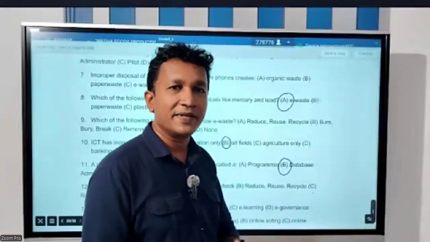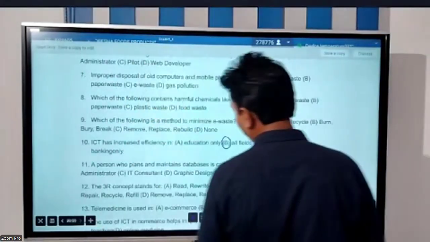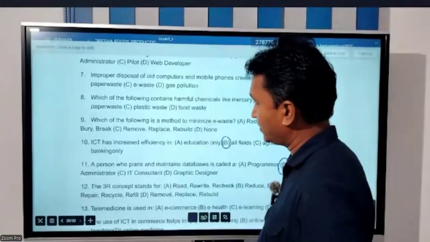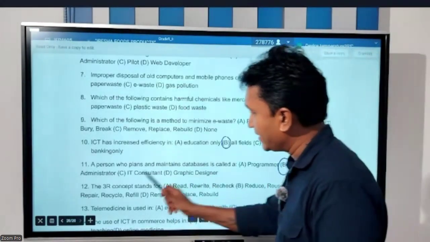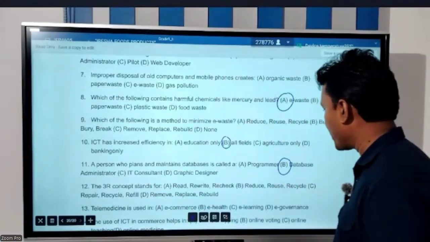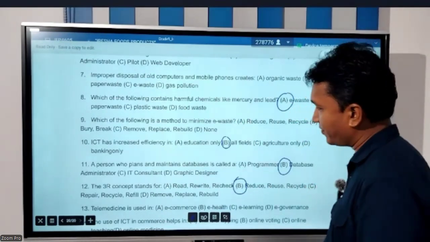How to create a database. Those kinds of things we will be learning. So the answer is database administrator. The 3R concept stands for, we know that, reduce, reuse, recycle, right?